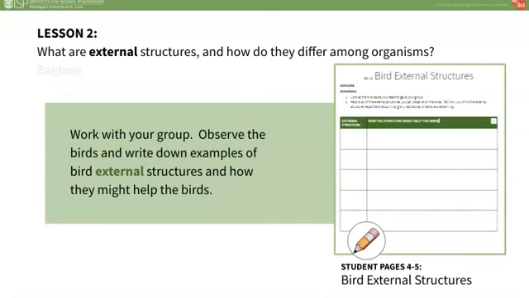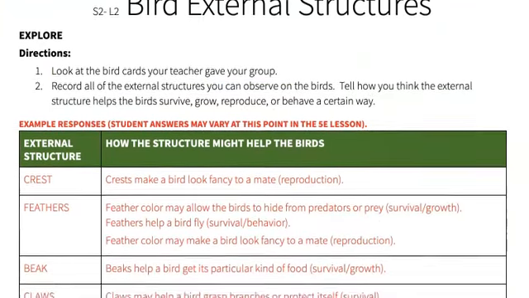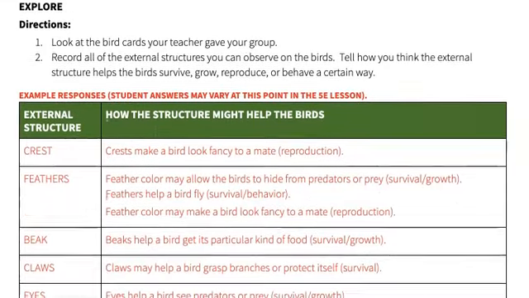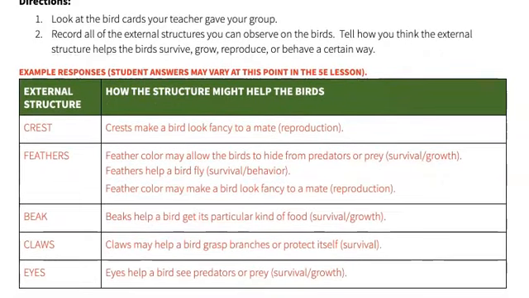In the explore portion of this lesson, students will work in groups to observe a set of bird cards as they complete their bird external structure sheet. Have students complete just the explore task where they observe the birds and write down examples of bird external structures. Students are recording how they think the external structure helps the bird survive, grow, reproduce, or behave a certain way. They will revisit this sheet during the elaborate.